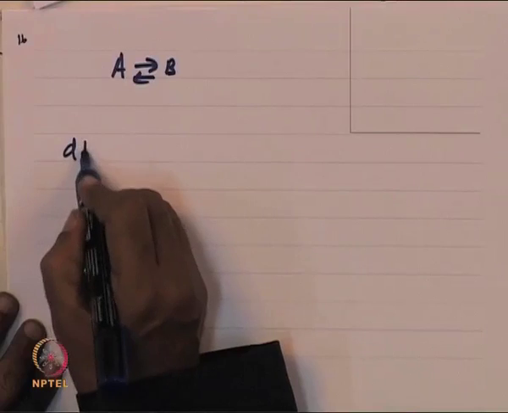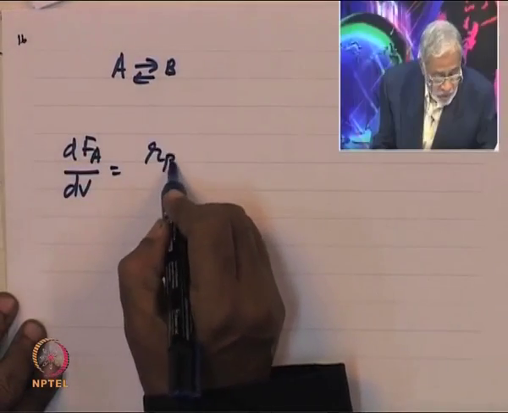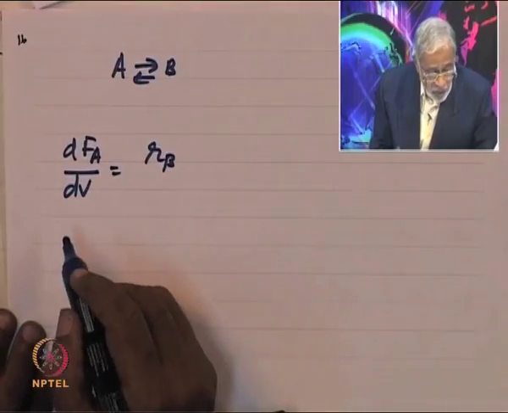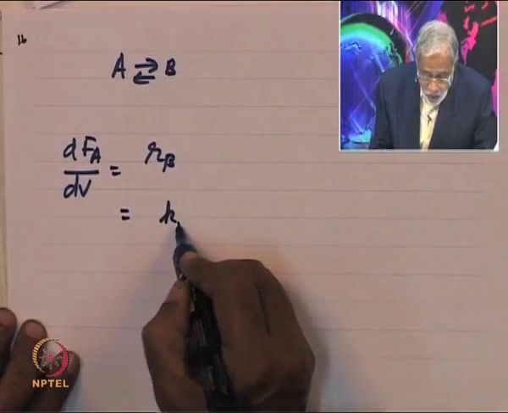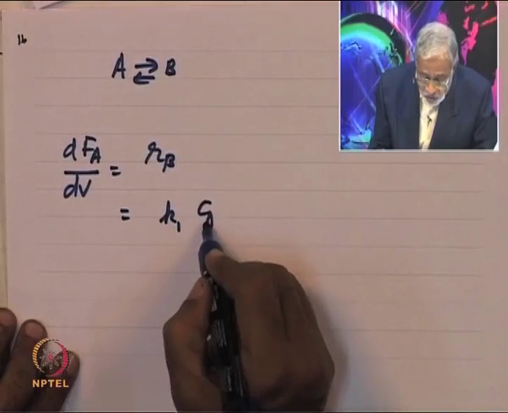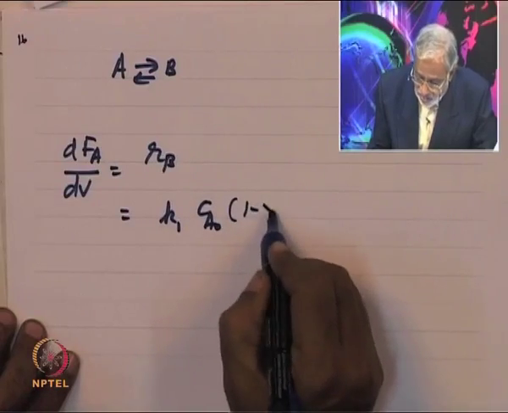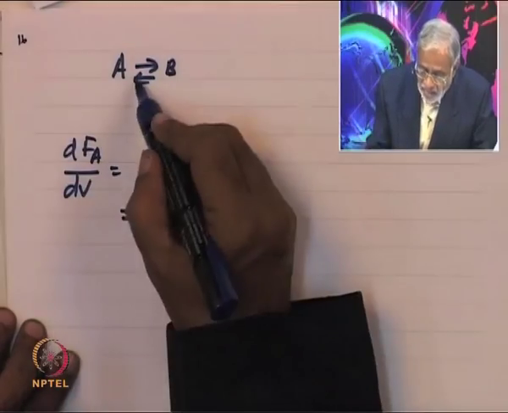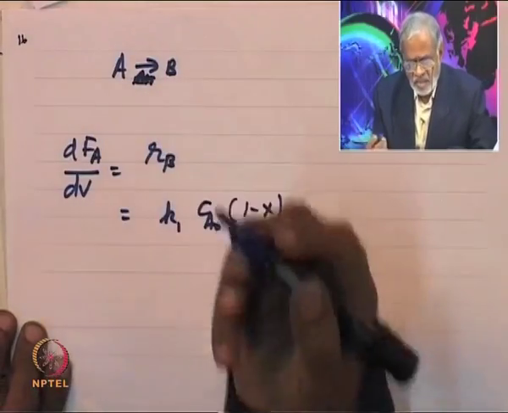So, we have our material balance given by this. And then this I call RB as some K1 CA0 (1 minus X). I'll take for the moment an irreversible reaction. We can relax it a little later.